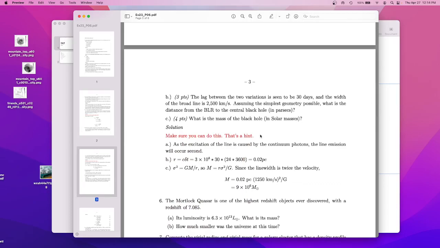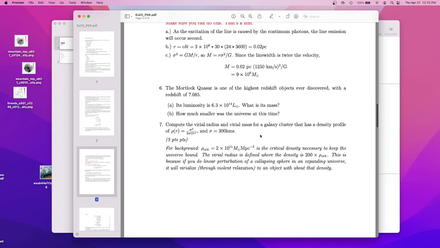Yeah, I get 9 times 10 to the 6. So if you got 1 point something times 10 to the 7, that's reasonable because you're off by a factor of square root of 2. Everybody good? Make sure you can do this.